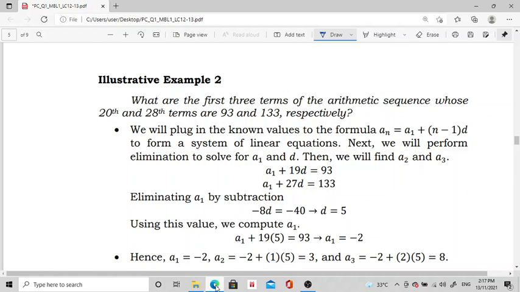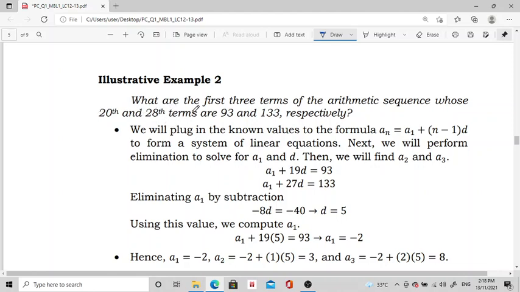We try to solve illustrative example number 2. What are the first three terms of an arithmetic sequence whose 20th and 28th terms are 93 and 133 respectively? So, kapag kasi arithmetic yung sequence natin, we always want to know yung first term and the common difference. Here, in our case, ang binigay sa atin are two terms at yung kanilang respective positions.